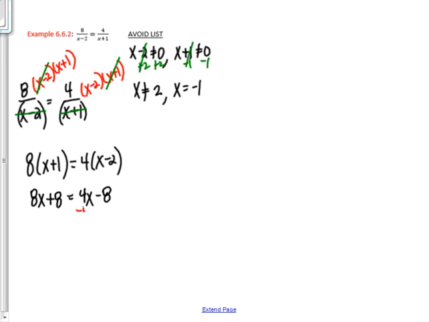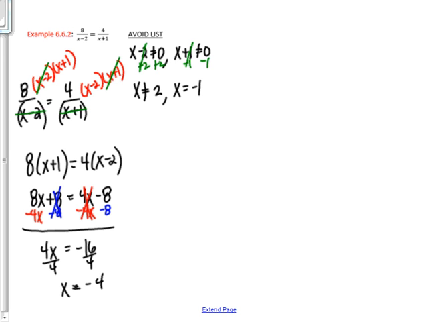Alright, x's to the left, so I'm going to subtract those 4 x's. And I'm going to move constants to the right, so I'm going to subtract the 8. So I end up with 4x equals negative 16. If I divide by 4, x is negative 4. Am I okay with that answer? Well, the only two answers I couldn't say were 2 and negative 1, so am I okay with negative 4? Yeah.